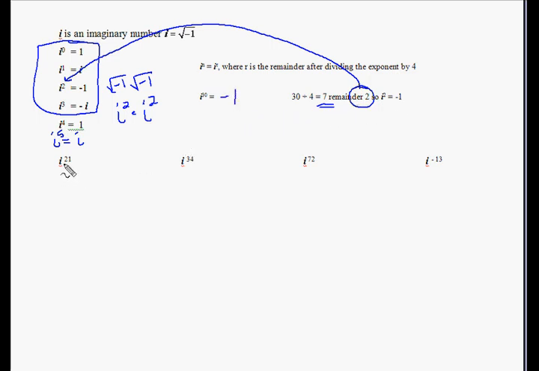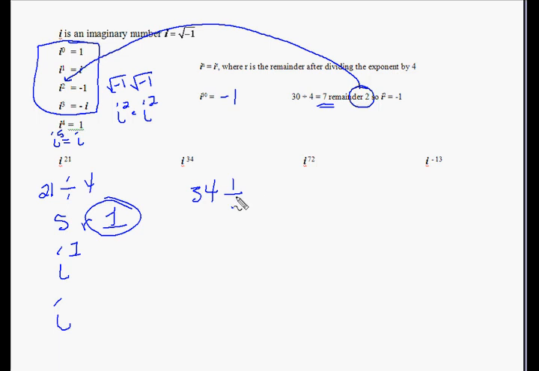Let's try that again. I to the 21. Well, we take our 21 and we divide by 4, which would give us 5 with a remainder of 1. And that remainder is all that I need. So this is I to the 1 power, which is I. I to the 34. We take our 34 and we divide by 4. 4 goes in there 8 times with a remainder of 2. So this is essentially just asking us what is I squared, and again our I squared is -1.